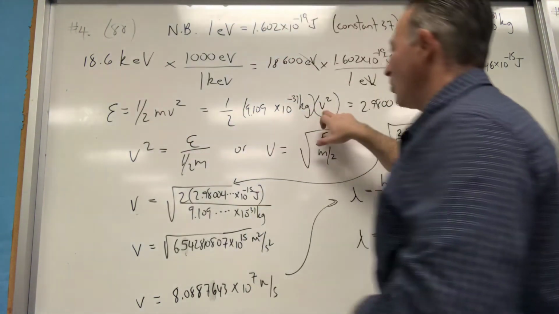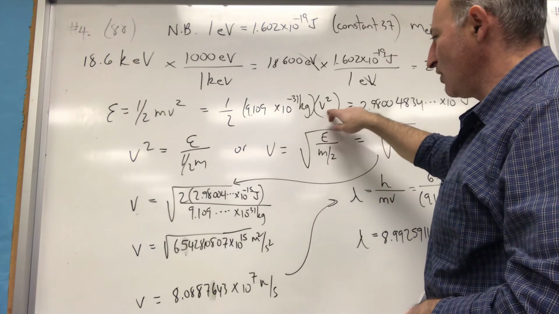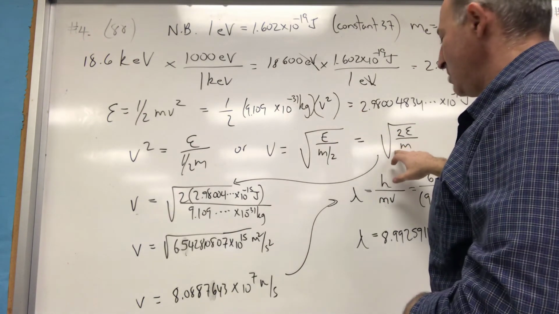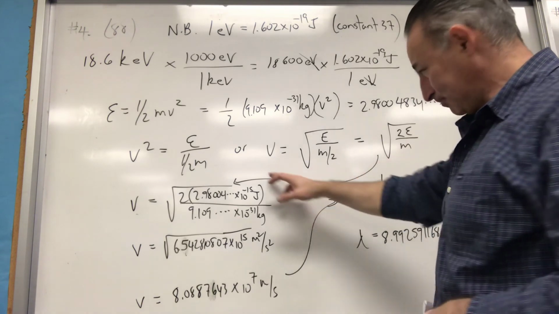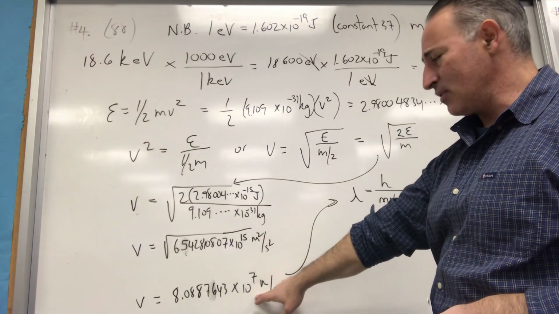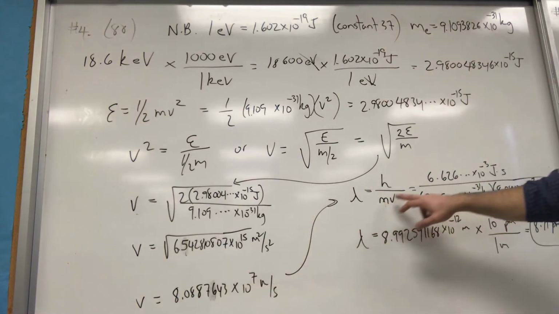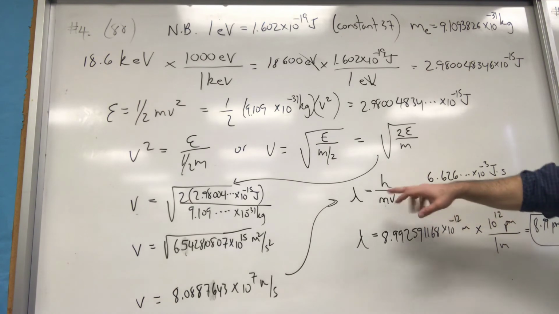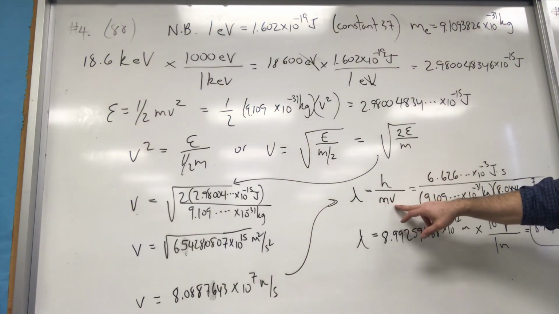The only thing we don't know is the velocity of the electron. So we rearrange the equation to solve for velocity, which we get to be the square root of 2 times the energy divided by the mass of the electron. Plugged in all the numbers, and I got this velocity for the electron. Then I took the velocity of the electron and I plugged it into de Broglie's equation. Lambda is equal to Planck's constant over the momentum, which is mass times velocity.